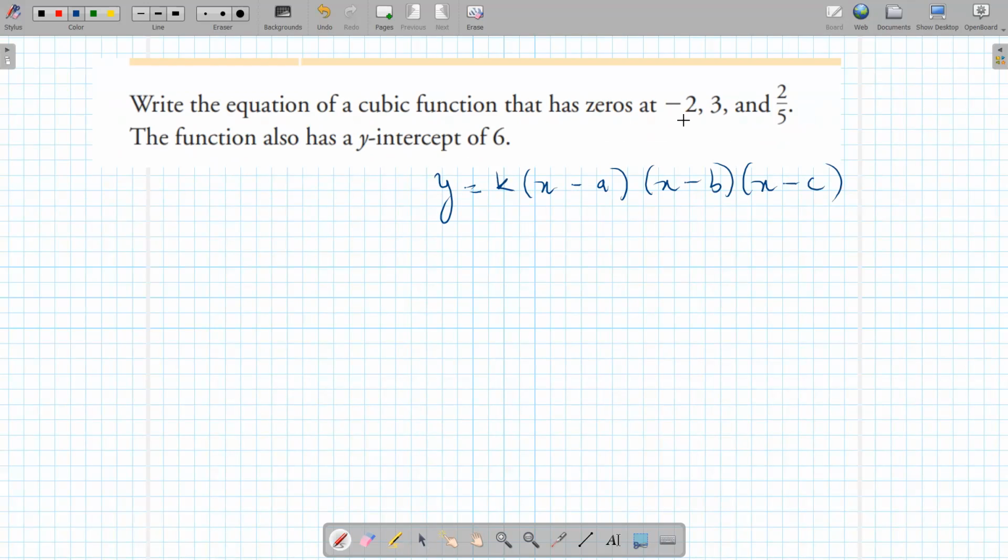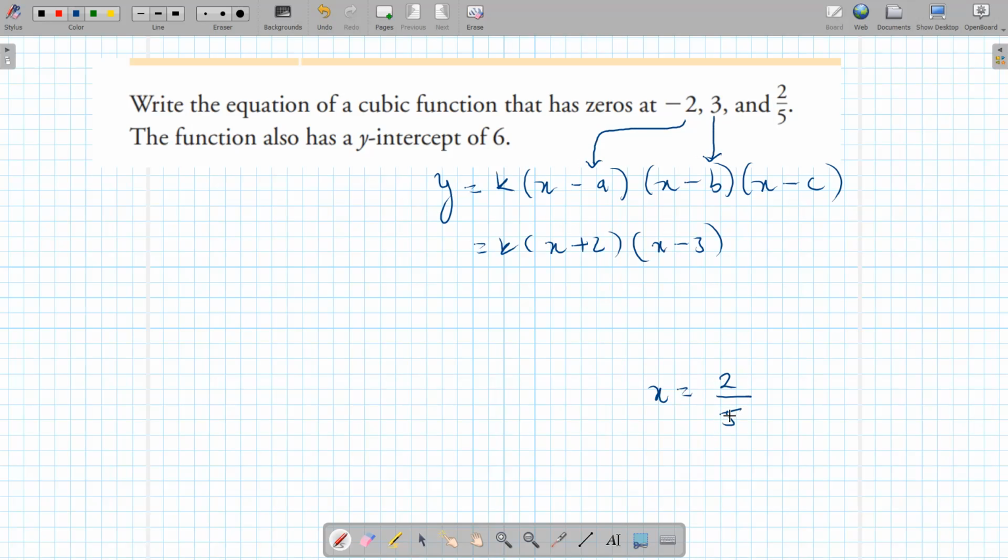We know one of the zeros is -2, so simply plug -2 in there. So it becomes x plus 2, right? What does the second bracket become? Just plug the 3 as b. That's it? That's it, x minus 3, right? The third one is a little bit trickier though. It's not gonna be x minus 2 over 5. We're gonna have to work backwards from here.